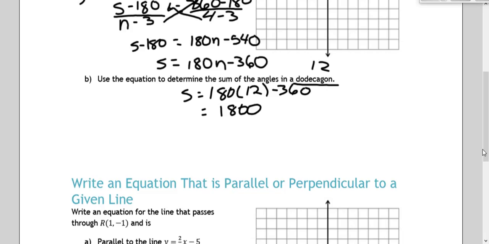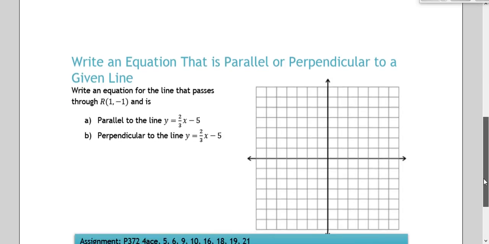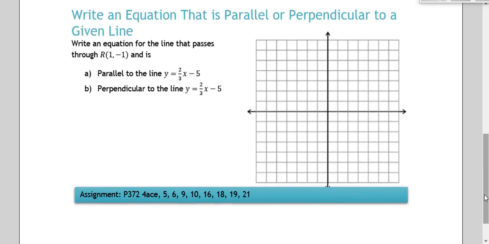Write an equation that is parallel or perpendicular to a given line. So write an equation that passes through r, (1, -1). So (1, -1), that's r. And it is parallel to the line y equals 2/3 x plus 5. And we want it to be parallel. So if I want to write this in slope-point form, this is actually really easy because I know it needs to have a point and I know it needs to have the same slope.